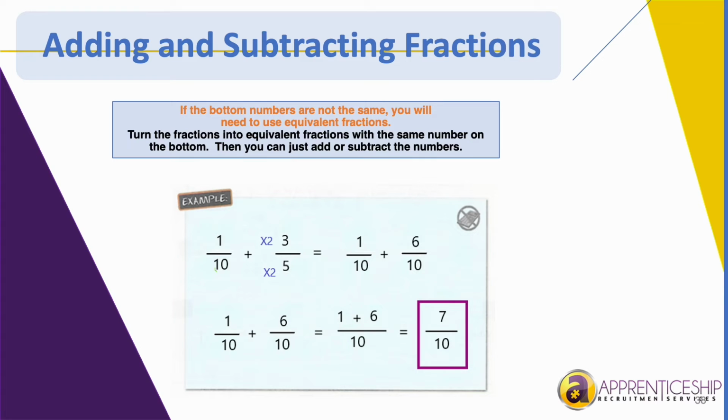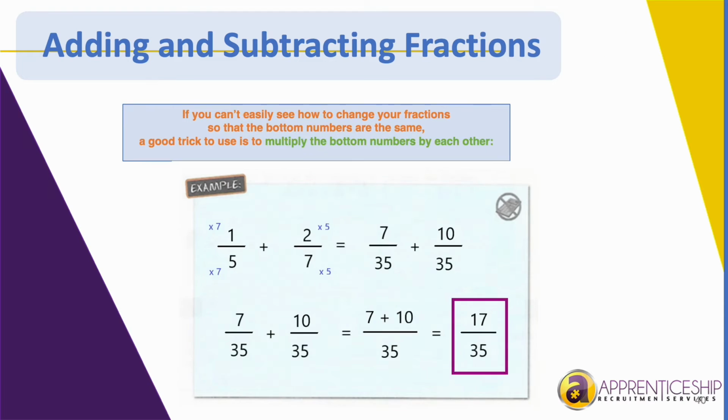So in this instance, we've got a tenth add 3/5. What we would need to do is turn this number into an equivalent fraction, and we can see that if we multiply top and bottom here by 2, we end up at 6/10. So 3/5 is the same as 6/10. Now the denominator is the same, so we can add. 1 add 6 is 7, and we end up at 7/10. Sometimes it's as easy as just changing the one fraction, multiplying it by the same number top and bottom to get an equivalent fraction.